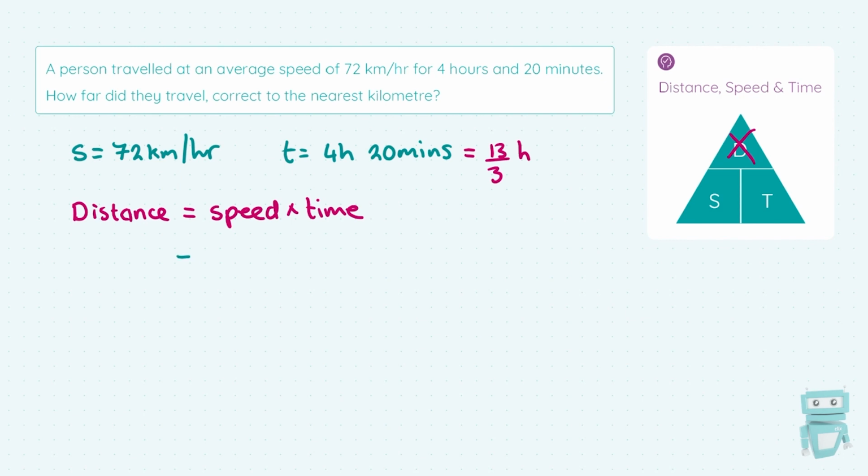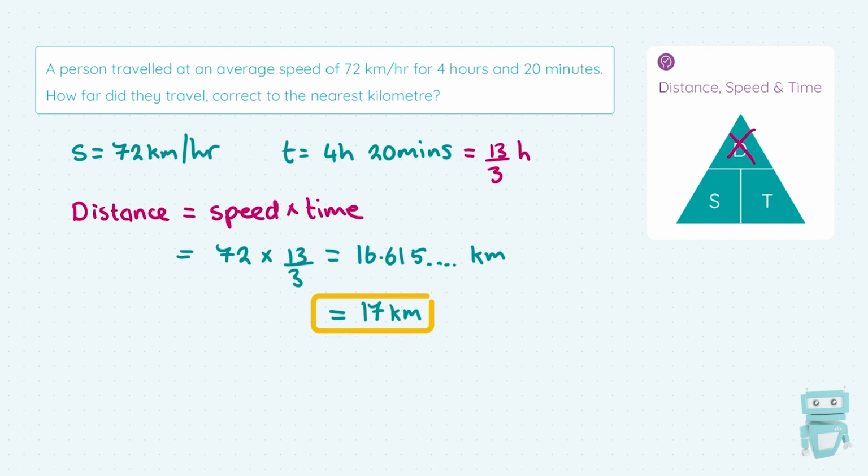Now I'm going to launch everything into my formula. I'm going to take my speed of 72 and times it by 13 over 3. And when I work that out, I get a big long decimal of 16.615... kilometers. And I'm reading the question and I'm saying, how far did they travel correct to the nearest kilometer? Well, I'm going to round that up to 17 kilometers because the 0.6 tells me to do so. So there we have it. They traveled 17 kilometers. A big thing in this part, folks, is changing the mixed units into a whole hour by typing it into our calculator.